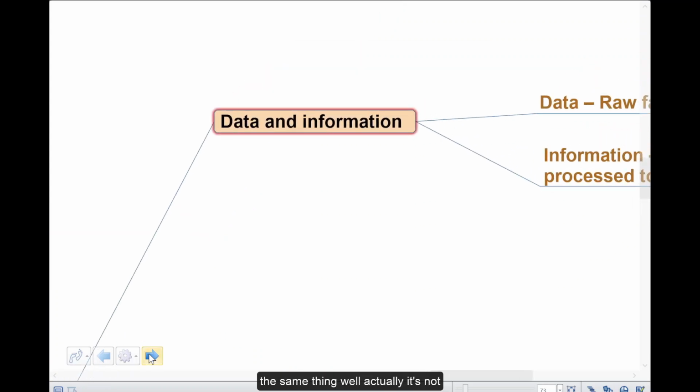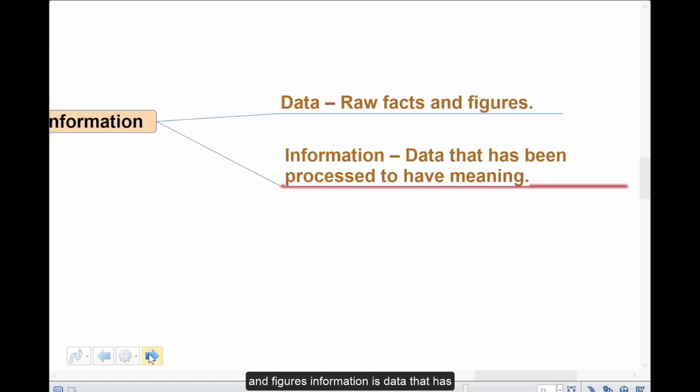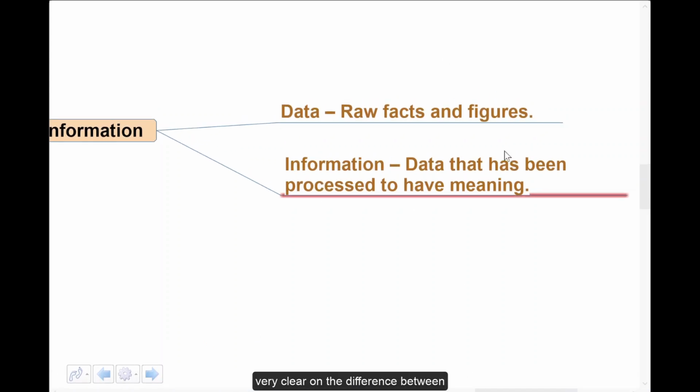Let's move from there to the idea of data and information. Now, this is important because, you may well think, data and information, that's the same thing. Well, actually, it's not, certainly not for our purposes. Data is the raw stuff. It's the raw facts and figures. Information is data that has been processed in some way. Let's be very, very clear on the difference between those two things.